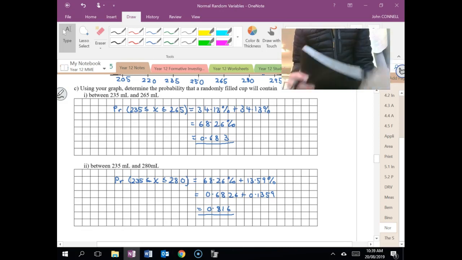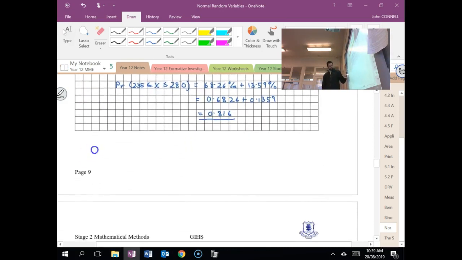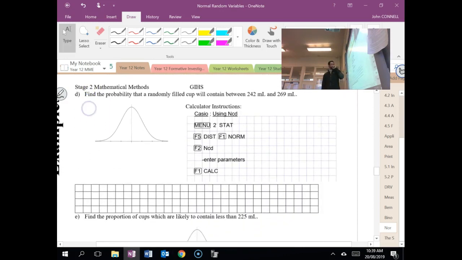Now, I'm sure you'll be very glad to know that we can do all of this on the calculator. So everybody get your calculators out. Find the probability that a randomly filled cup will contain between 242 and 269.